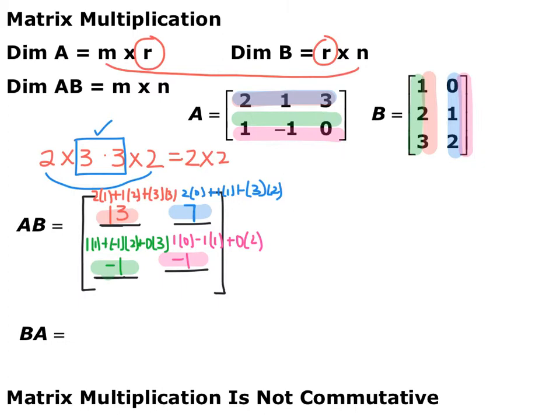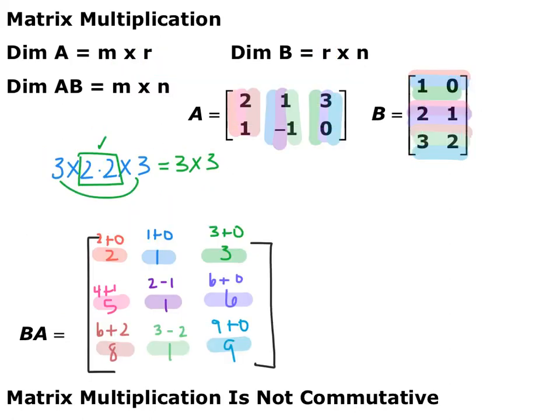So now what if we want to go the other way? What if we want to multiply B times A? So go ahead and pause the video and figure out, using your dimensions, whether we can multiply B times A. So B is a 3 by 2 matrix and A is a 2 by 3 matrix. So your inside dimensions, the columns of the first one and the rows of the second one, are the same. So we can multiply them. And your resulting matrix is going to be a 3 by 3. So go ahead and pause the video and find the matrix B times A.